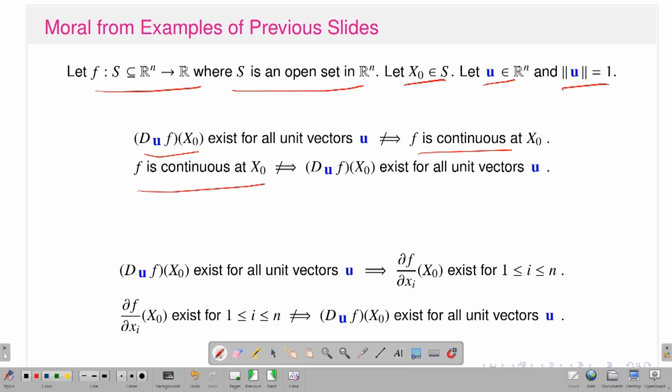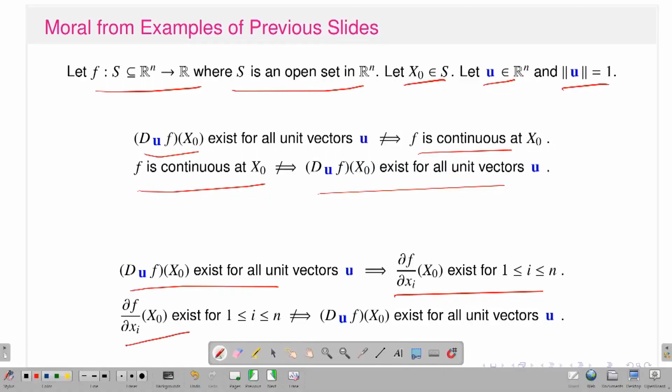Not only that, if my function is continuous, that also does not imply that the directional derivative of f at x naught in any direction will exist. That is also true. That means no one implies the other. That means existence of directional derivative at some point in any direction will not imply the continuity of f at that point. Continuity of f at that point will not imply the existence of directional derivative in any direction. So, it is not possible.